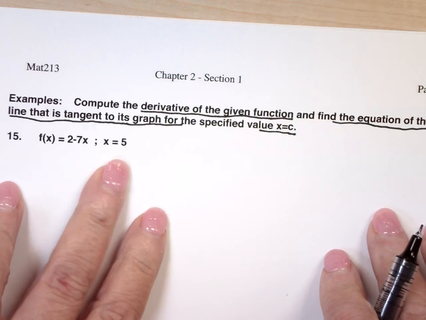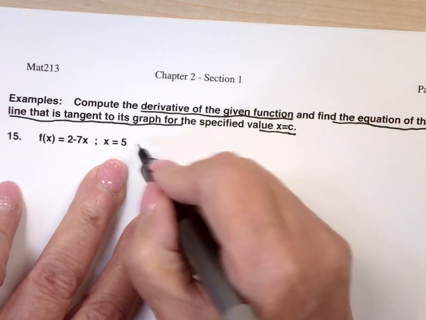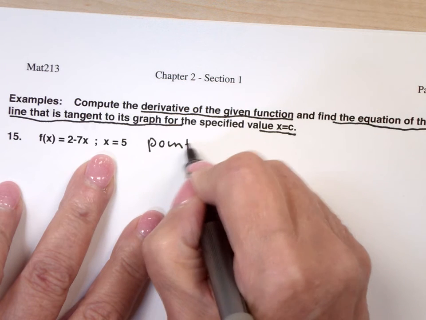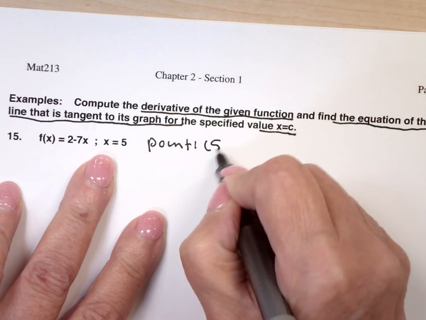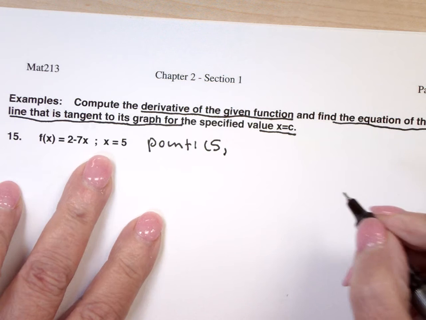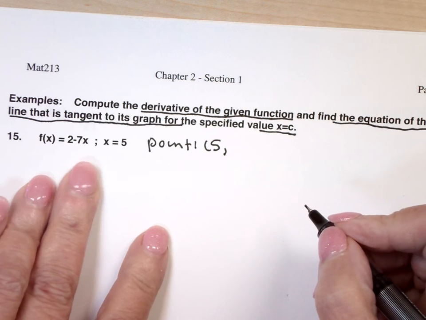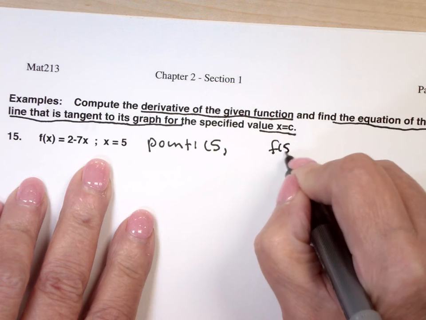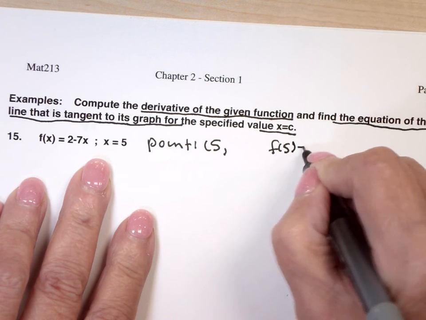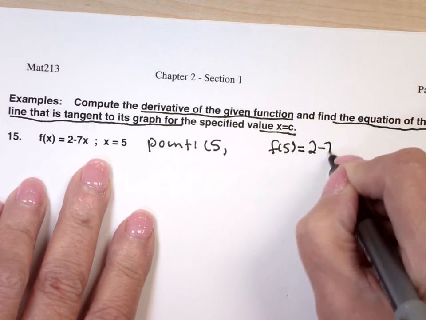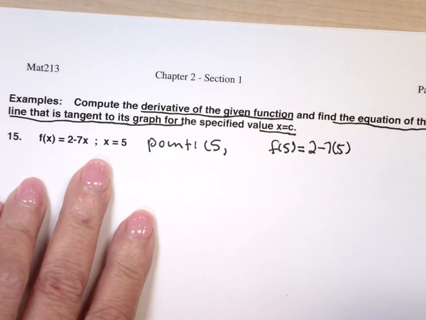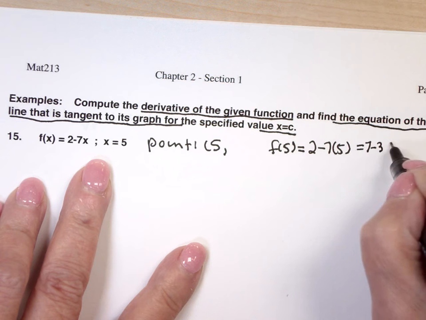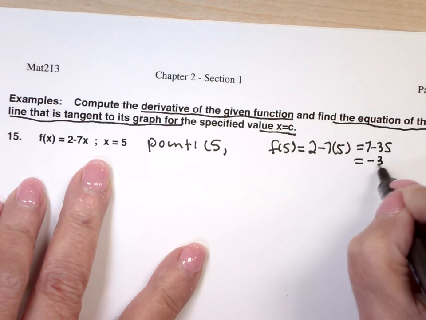Find the equation of the tangent line to its graph for the specified x value. Well, eventually I'm going to have to find the equation of the line, so I'm going to go after the point before I start, and it's x equals 5. So the next question is, what's y? Well, f of 5 is 2 minus 7 times 5, which is 2 minus 35, or minus 33.